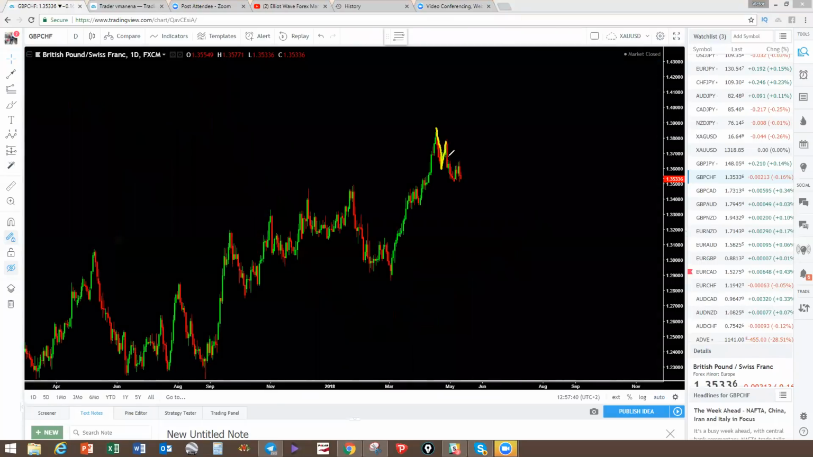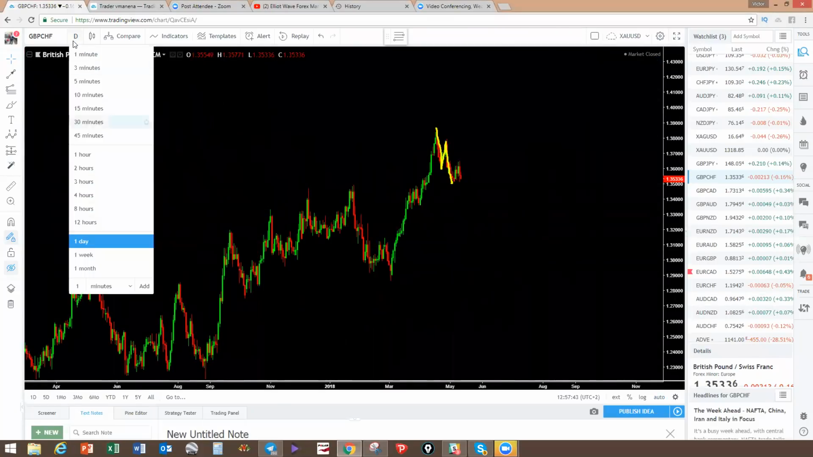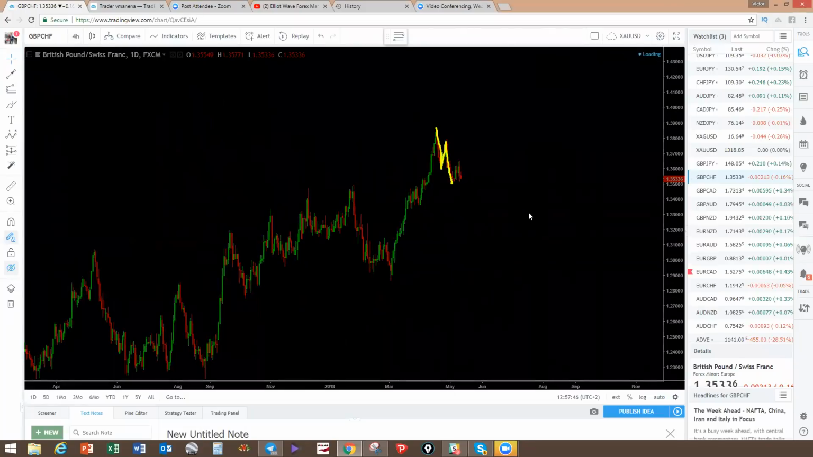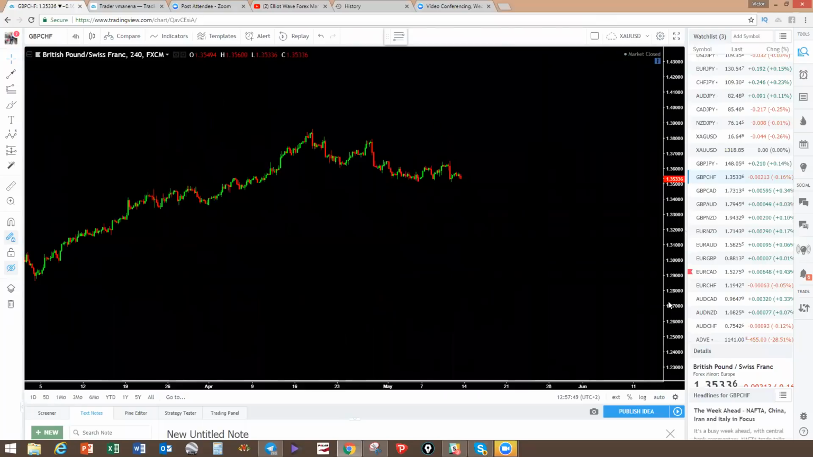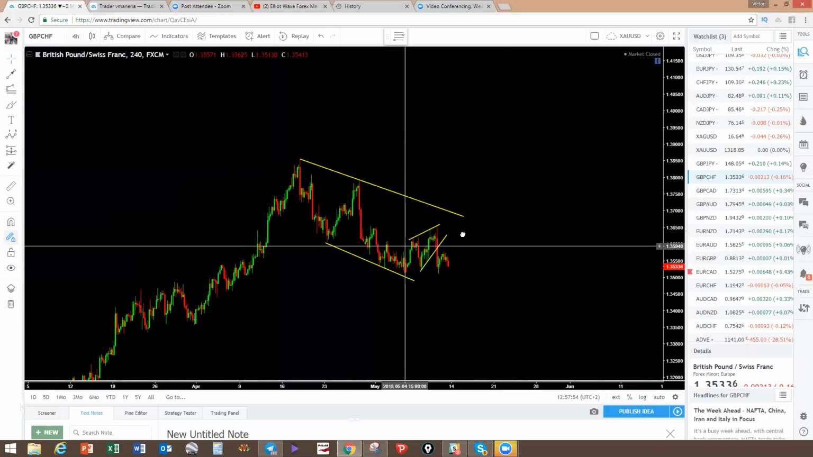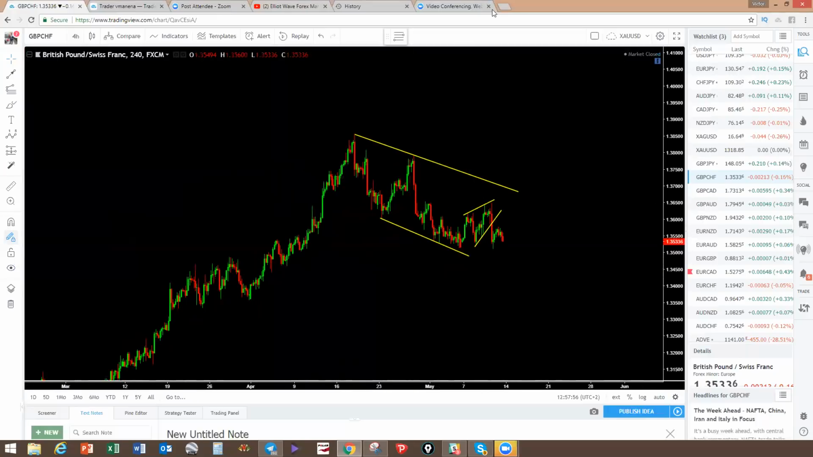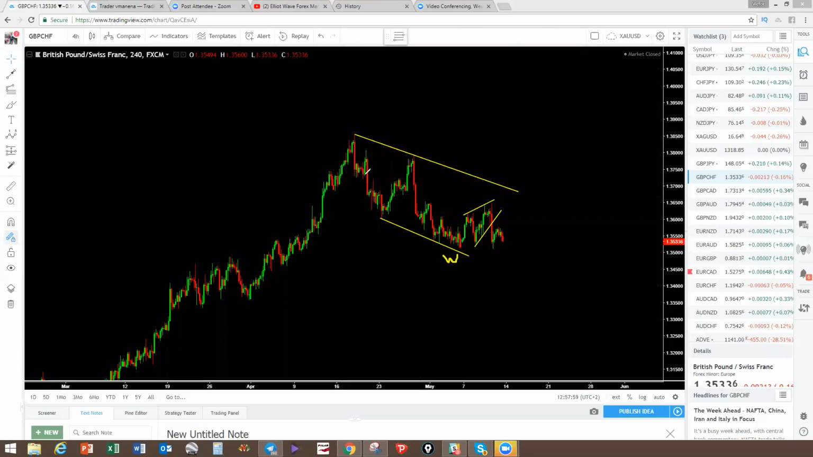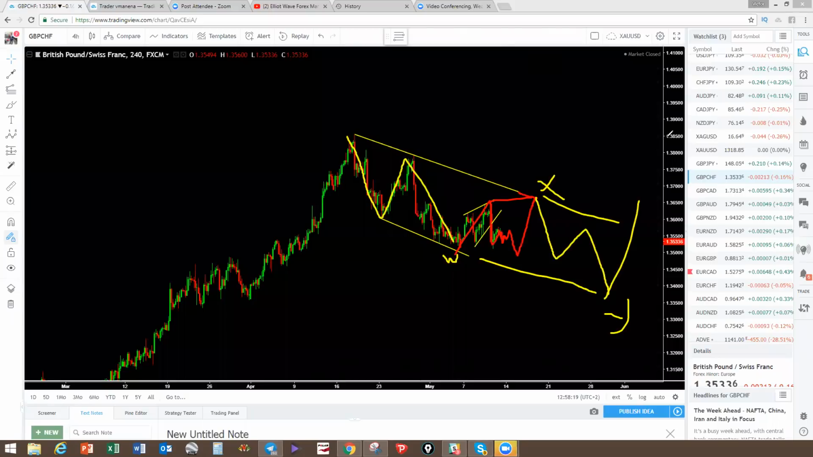Okay, we've got a 3-wave pullback here. I'm going to go to the 4-hour rather, so we're just going to look at the last piece here. What we have here is a W, which is a 3-wave pullback. Looking at this one here to give us something like that. Maybe even a bounce back to the trend line there. For another one, we want a deeper one. We want a deeper one before we go.